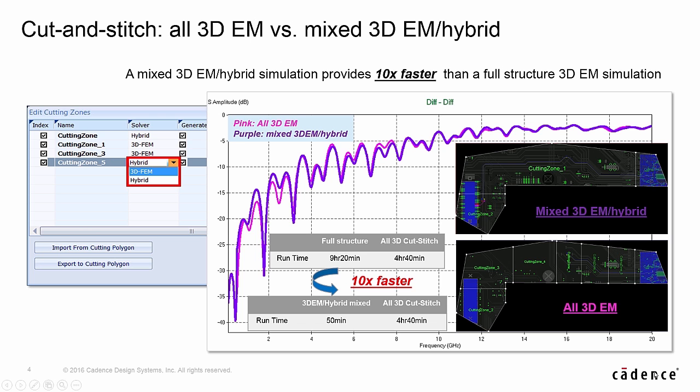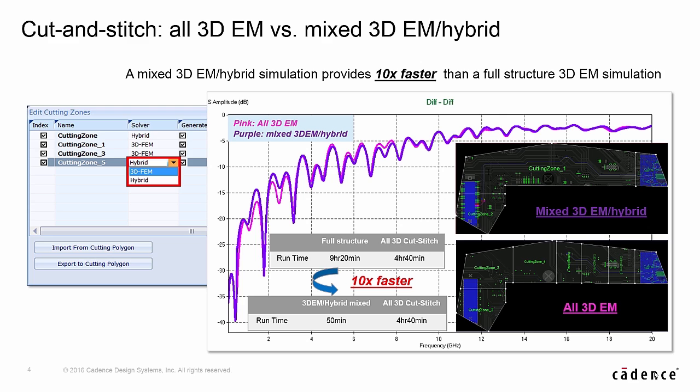This interconnect is very long electrically, with each impedance ripple in the response corresponding to a half wavelength, nearly 14 wavelengths at 20 gigahertz. Even without the complexity of multi-layer transitions, this is a big simulation. It took over 9 hours to complete the 3D simulation of this full design. When the cut and stitch flow is applied and all 7 zones are simulated with the 3D solver, the time is cut in half to about 4.5 hours.